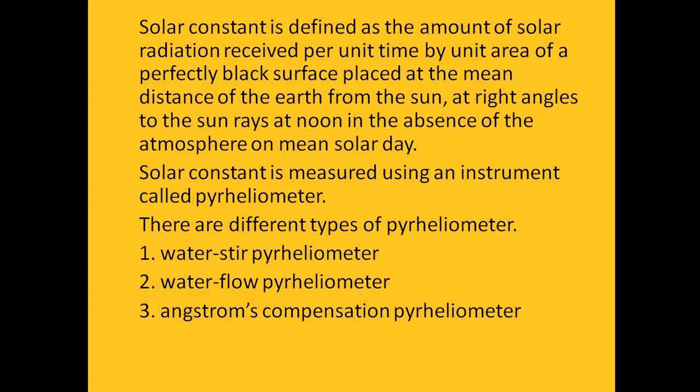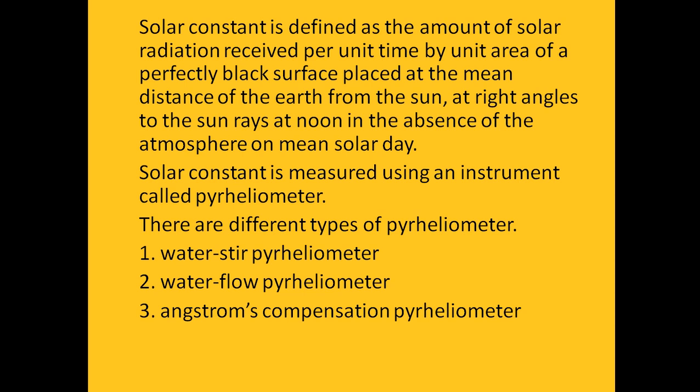So first of all, what is solar constant? Solar constant is defined as the amount of solar radiation received per unit time by unit area of a perfectly black surface placed at the mean distance of the Earth from the Sun at right angles to the sun rays at noon in the absence of the atmosphere on mean solar day.